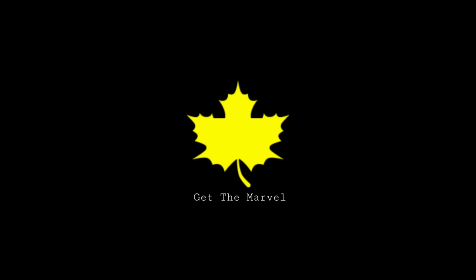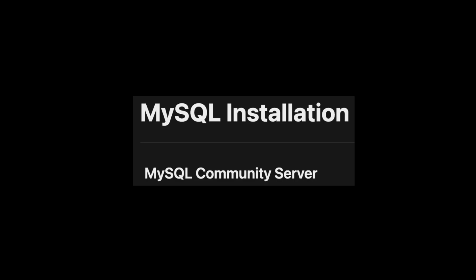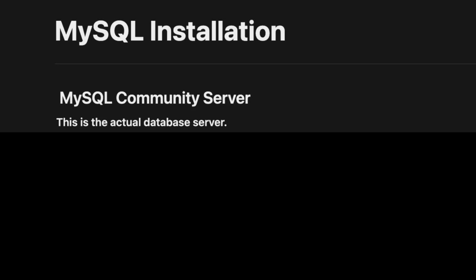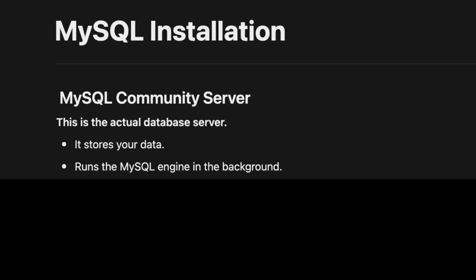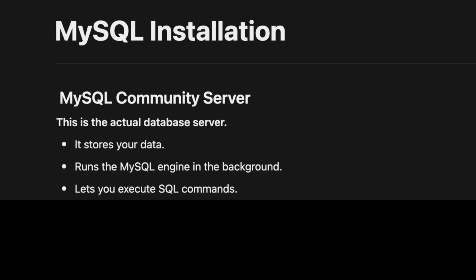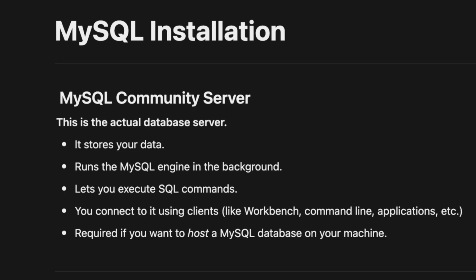Hi guys, welcome back. So in this video, we're going to see how to install MySQL on macOS. So first we install MySQL Community Server. This is the actual database server. It stores your data and runs the MySQL engine in the background. It lets you execute SQL commands. You connect to it using clients like Workbench and command line applications. It's required if you want to host a MySQL database on your machine.